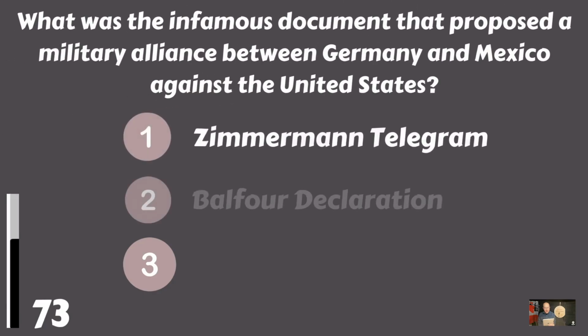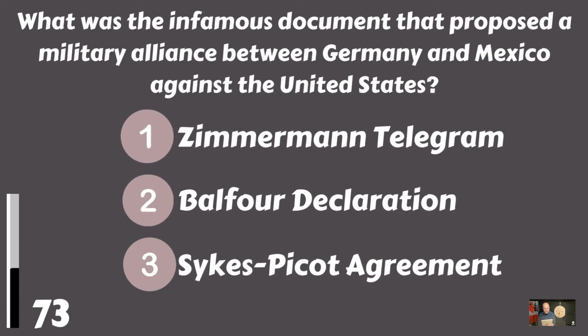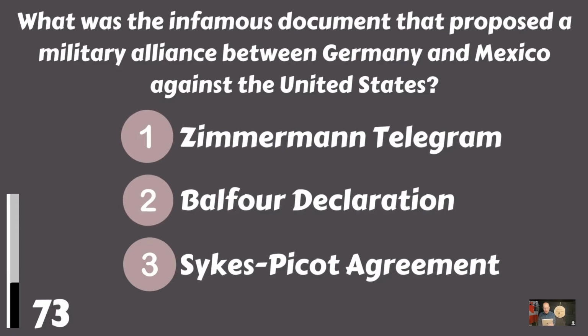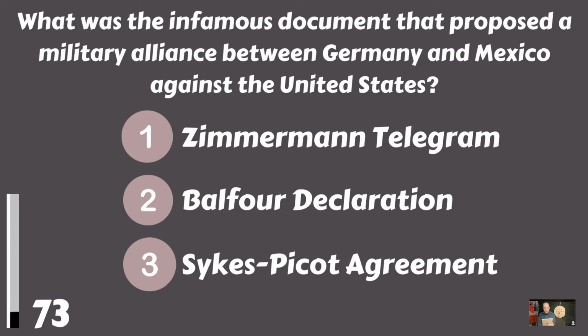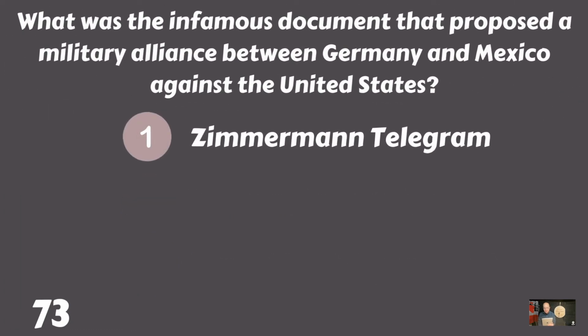What was the infamous document that proposed a military alliance between Germany and Mexico against the United States? Zimmermann Telegram, the Balfour Declaration, or the Sykes-Picot Agreement? And that was the Zimmermann Telegram.